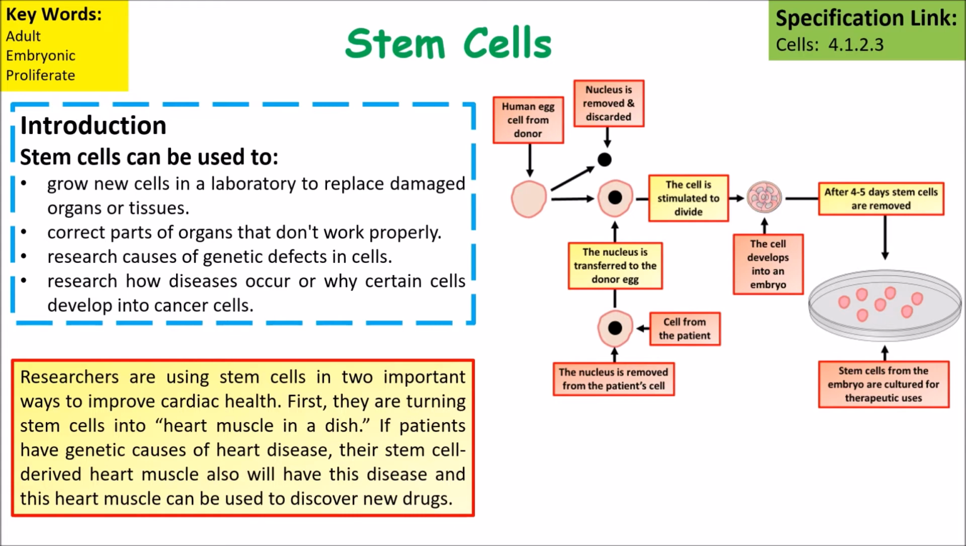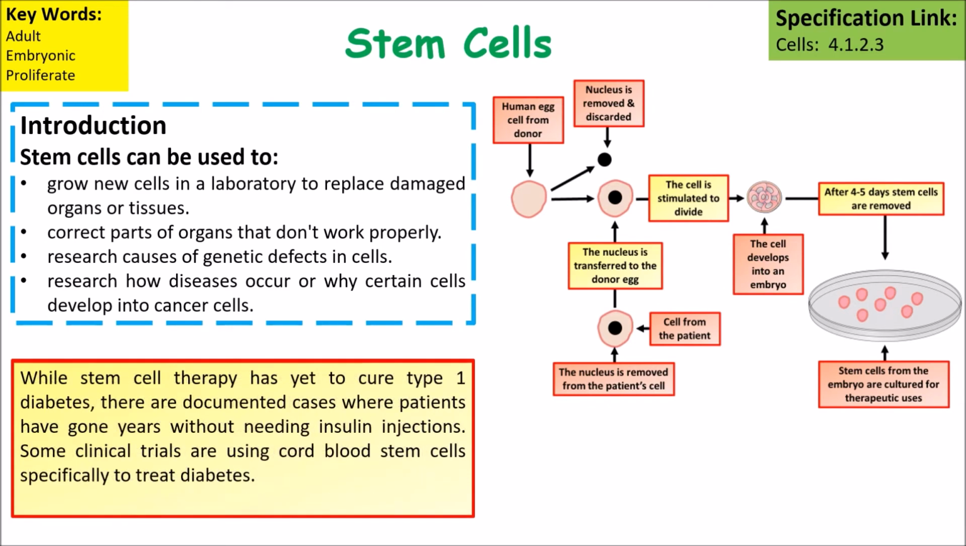So researchers are using stem cells in two important ways. First, to improve health. So this is things like improving cardiac health by growing new heart cells. They can also use them to help discover new things and in clinical trials. So while stem cell therapy has not yet been able to cure type 1 diabetes, there are documented cases where patients have gone years without needing insulin injections after being injected with certain types of stem cells.